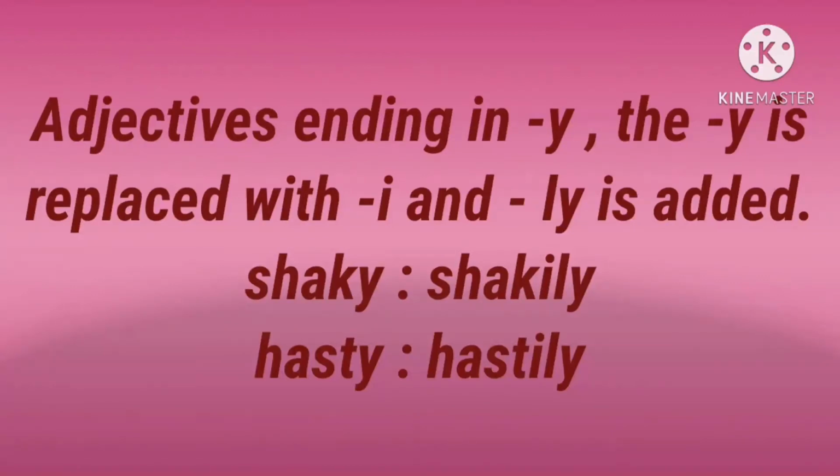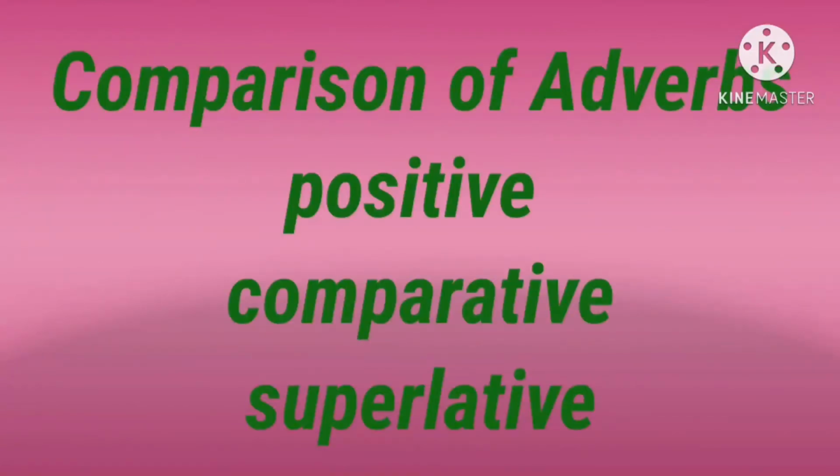Third, for adjectives ending in y, the y is replaced with i and ly is added. Examples, shaky, ending in y, so replace the y with i and add ly, shakily. Hasty, y, remove that y, add i and then ly, hastily. Shaky, shakily, hasty, hastily.